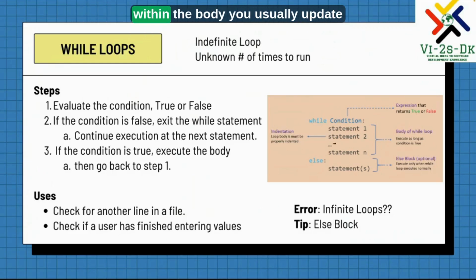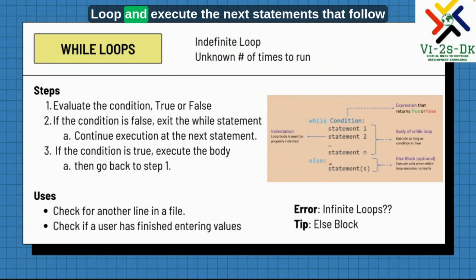So one thing that happens is within the body, you usually update the condition or the counter. If you're saying while x is greater than 0, do all these statements. Somewhere along the line, you're going to say update x by adding 1 or by subtracting 1. And then eventually you want to get to a point where that while condition is no longer true. And then you skip out of your loop and execute the next statements that follow.